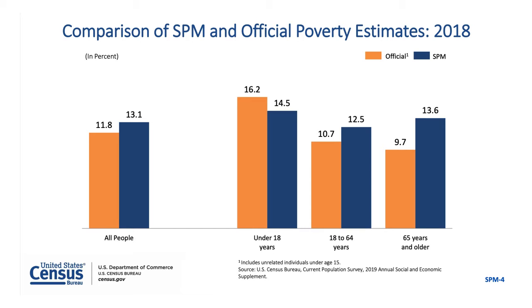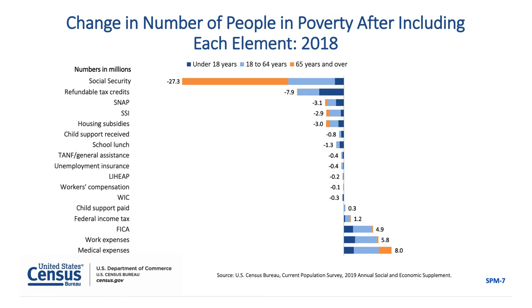It jumps. It goes higher than what it is under the OPM. Any guesses as to why? Well, this will help you answer that question. So now look down at the very bottom. That part of the chart shows things that increase poverty. The top half, the bars to the left, are things that decrease poverty.